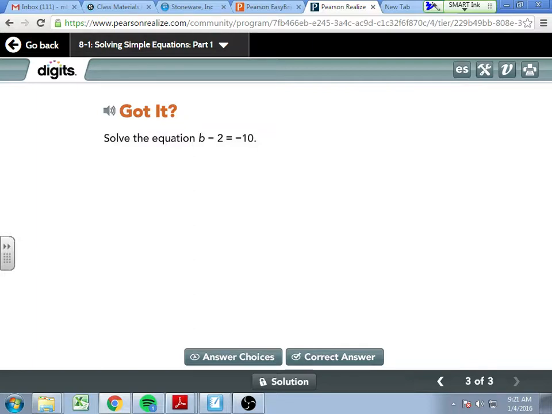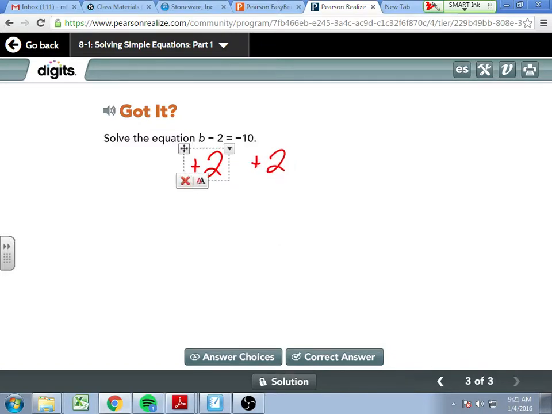Crystal, are you able to walk me through this? Katie, do you know what I need to do to both sides? We need to add, because b has 2 being subtracted from it. So on both sides I would show a +2.